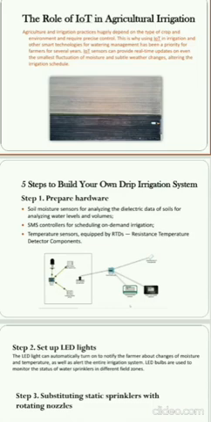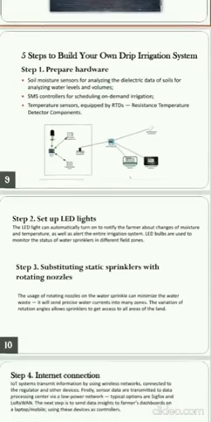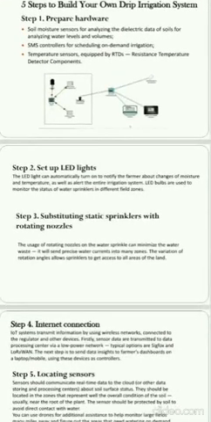Step 2. Set up LED lights. The LED light can automatically turn on to notify the farmer about changes of moisture and temperature as well as alert the entire irrigation system. LED bulbs are used to monitor the status of the water sprinkler in different field zones. Step 3.